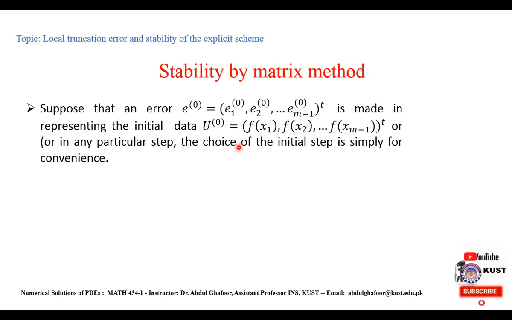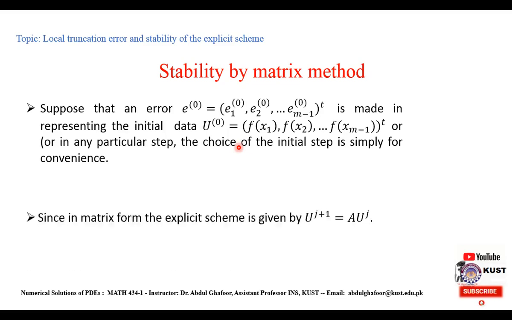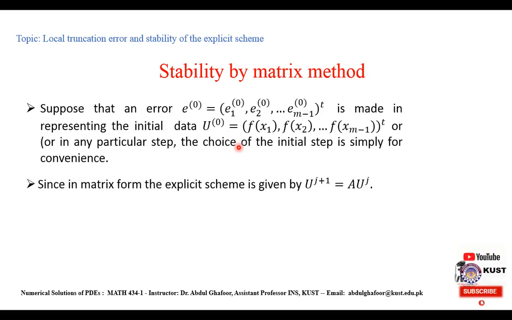This is also applicable for any particular step. The choice of initial step is simply for convenience. Since the matrix form of the explicit scheme is given by U^{j+1} equal to A U^j, we did this scheme in case of explicit scheme and also applied this to some test problems. So you saw in previous lectures that U^{j+1} is equal to A U^j. This is the matrix form of the explicit scheme.